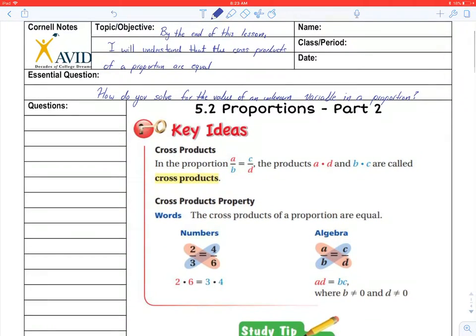So cross products, if you need a little bit of reminder, is that in a proportion, A is to B is equal to C is to D. The products of A and D and B and C are called cross products. The way you can remember this is they form a cross, as you can see that I just formed, and the product means to multiply. So the cross product is the multiplication answer of the values across from each other.